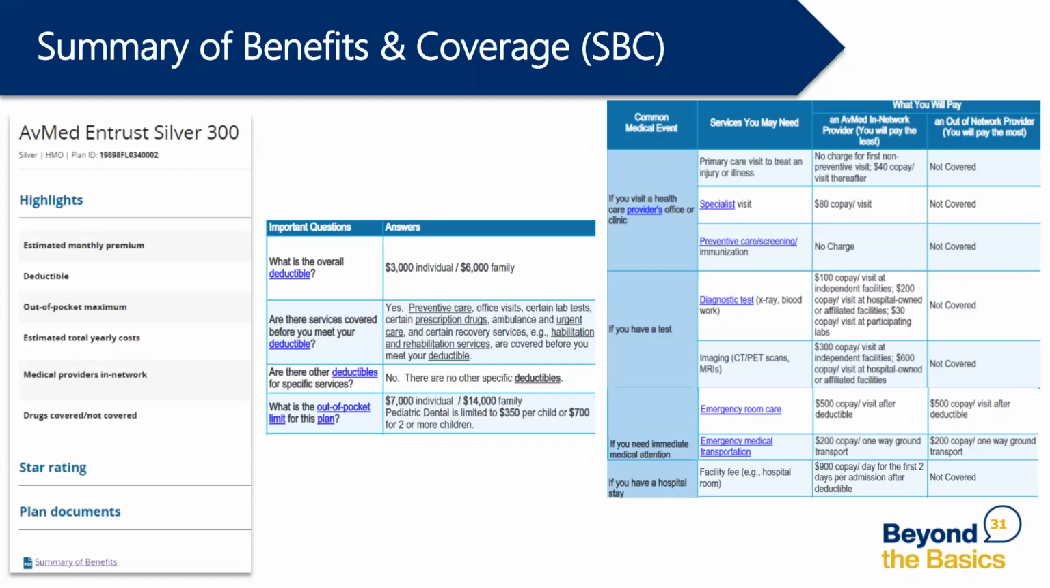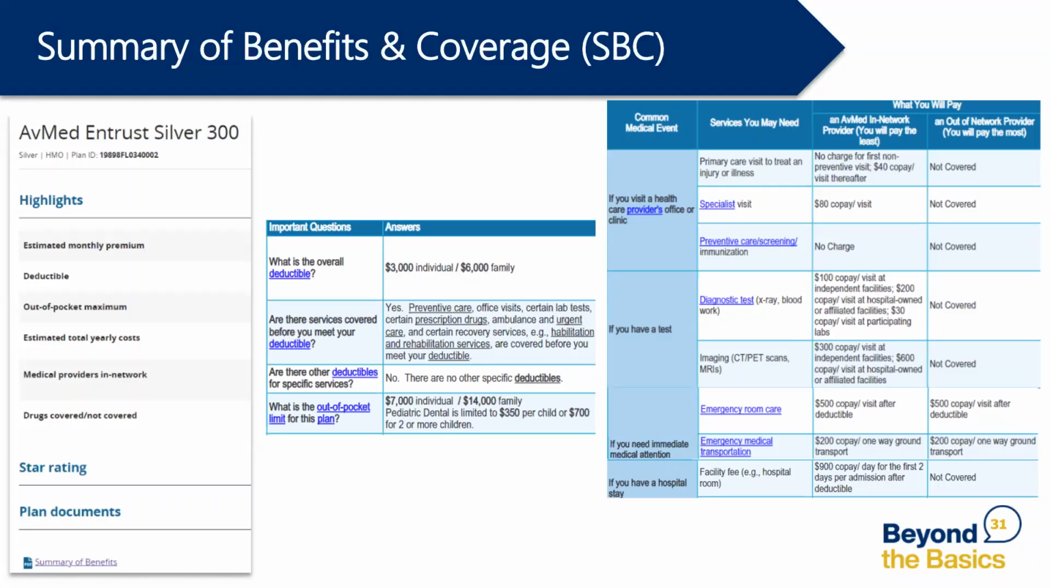When you're searching for plans, you can see on the left over here, there's this column with AvMed and Trust Silver 300. In this space, you can see at the bottom, it says plan documents and summary of benefits. That's where you'll find this form. Once you click on a plan in healthcare.gov and ask for plan details, you can get into documents and find the SBC or the summary of benefits.